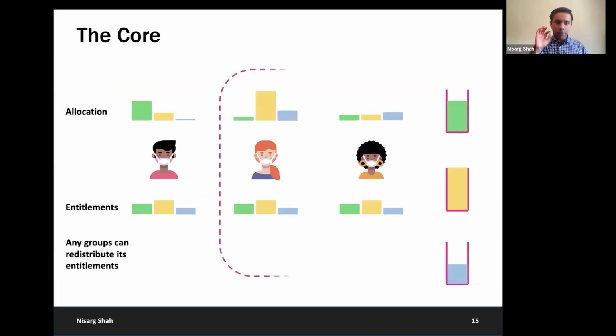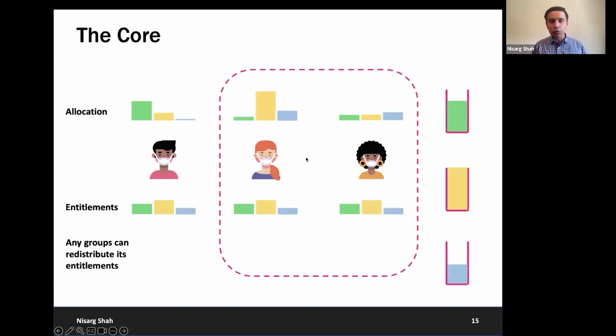And when we consider a particular group of agents, let's say the group of agents 2 and 3 over here, what this group can do is not just individually compare their own allocations to their own entitlements, but they can actually take their entitlements and then redistribute them amongst themselves however they want. And then they can compare the allocations to the redistributed entitlements. So when you consider a group like this, you can take the entitlements that these two different agents have and then redistribute them between these two agents however you want.